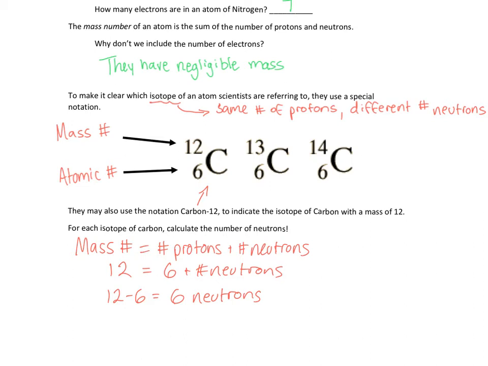So if we were to do this second isotope right here, this one would be 13 minus 6 equals 7 neutrons. So it's still carbon, right? They all still have 6 protons in there. I'm not changing what it is. All I'm adding is some extra mass to the nucleus. I'm making it a little bit heavier. And this other one would be 14 minus 6, or 8. Okay, so this one right here has 6 neutrons, this one has 7 neutrons, and this one has 8 neutrons. Okay?